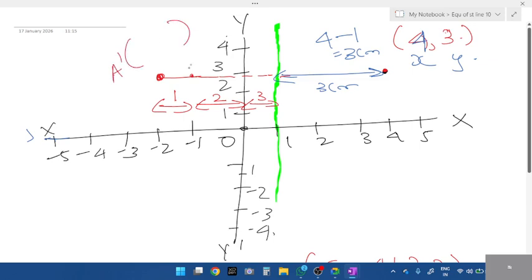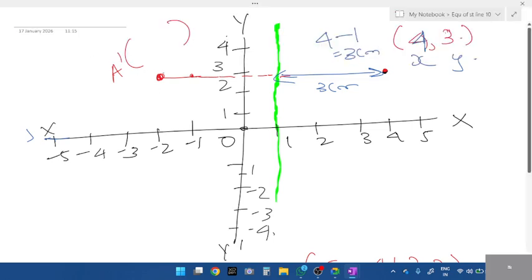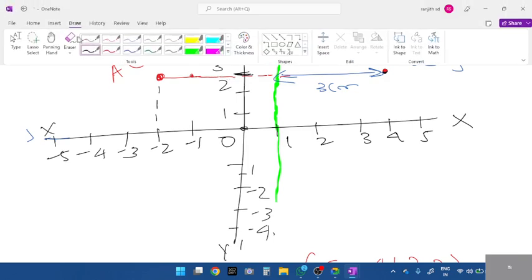Tell me the point where A dash is formed. All of you will respond. What is the coordinate? Minus 2 comma what? I want you all to answer, students. Minus 2 comma what? In the y-axis it is 3. Understood where the reflection happens?